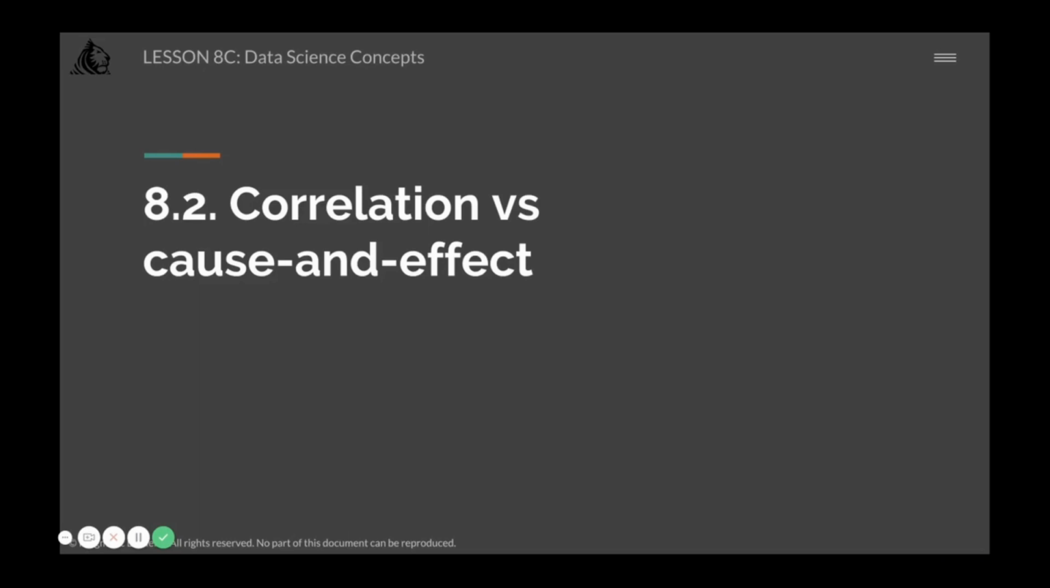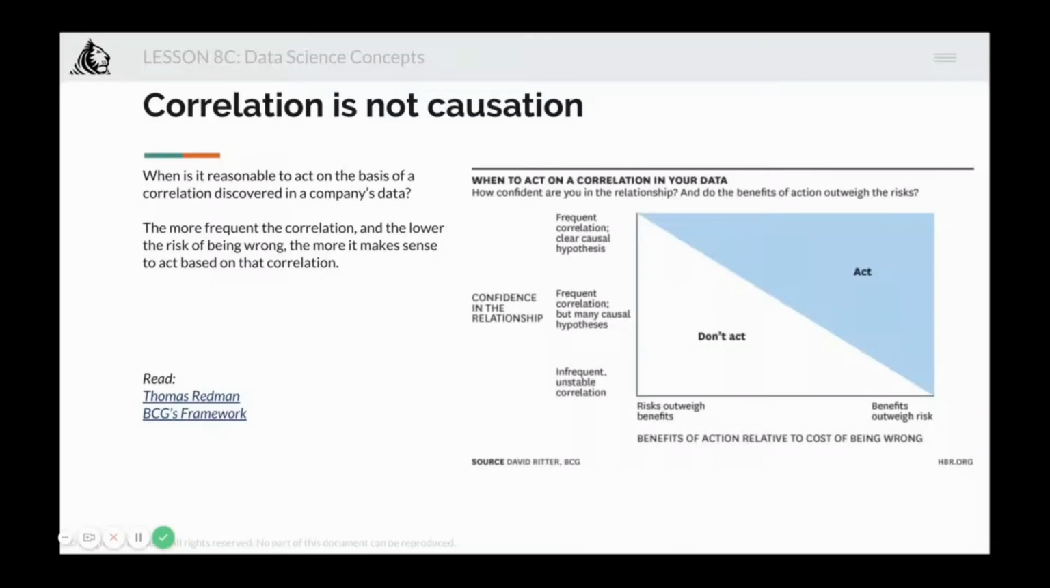The next important topic I want to talk about is correlation versus cause and effect, which is correlation is not causation, right? It's not necessary that things that are correlated are the cause of each other. Okay. So when is it reasonable to act on the basis of a correlation discovered in a company's data?